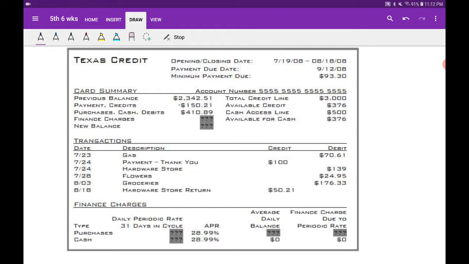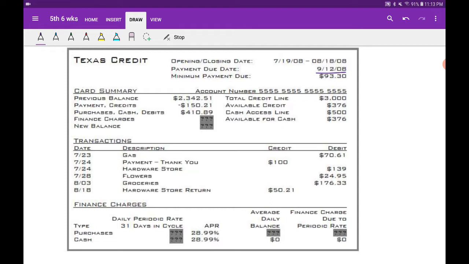Okay, so if you look at your opening and closing date at the top, that's meaningful right there. We have a due date, that's when you've got to pay your bill by, and then you've got a minimum balance, which we'll see how that works for us. We've got a previous balance of $2,342.51.